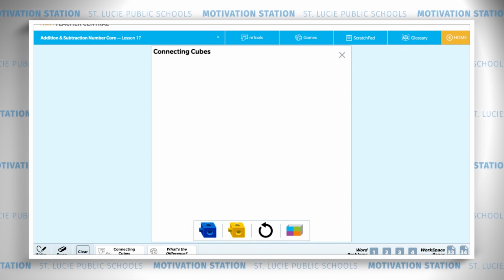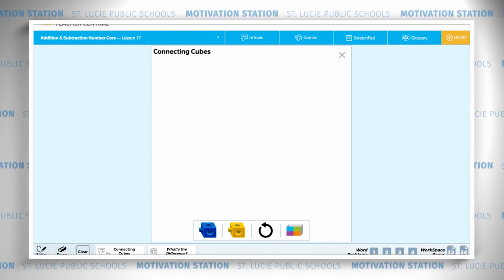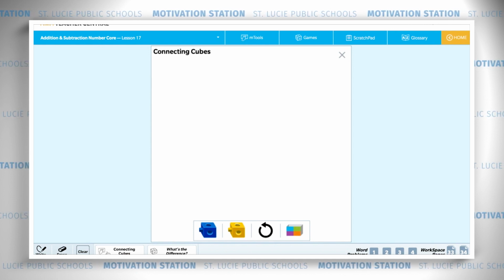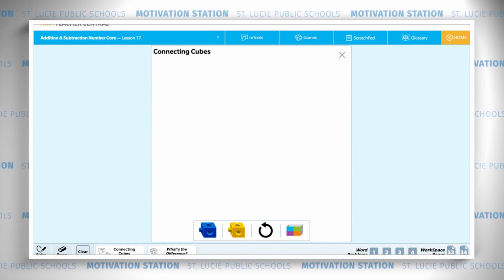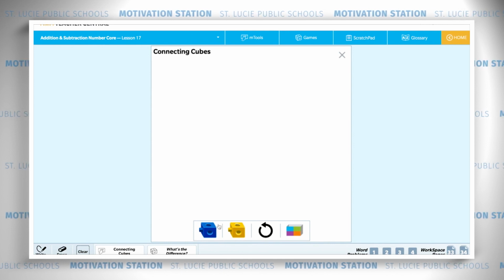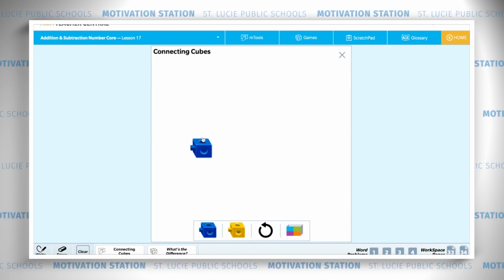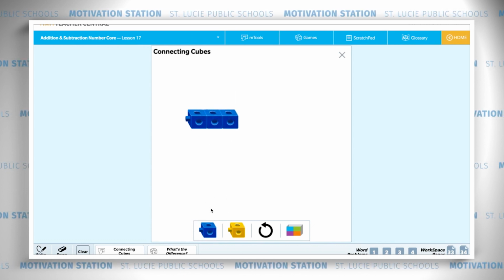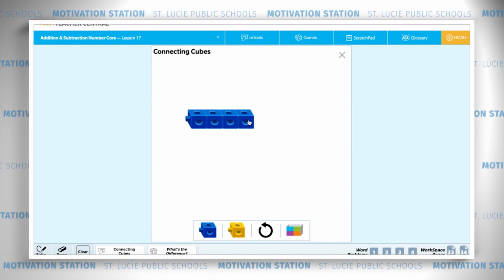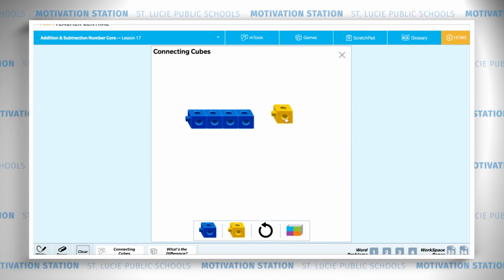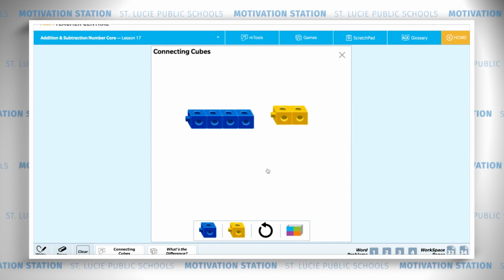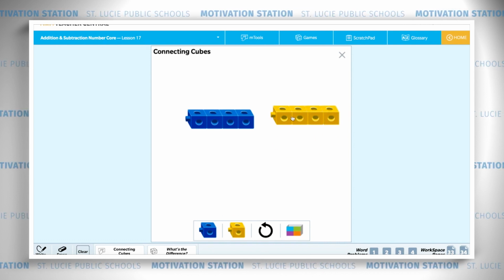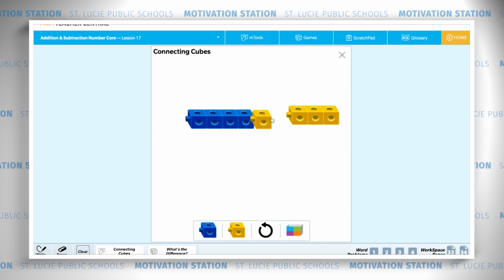Okay, so let's pretend that there were 4 children at the park, and then 4 more children came to the park. How many children are there in all? So we're going to build a cube train first of the first group of 4 children, and then we're going to add another cube train with the second group of 4 children. 1, 2, 3, 4. Now this is a joining problem, so we're going to join this whole cube train together.